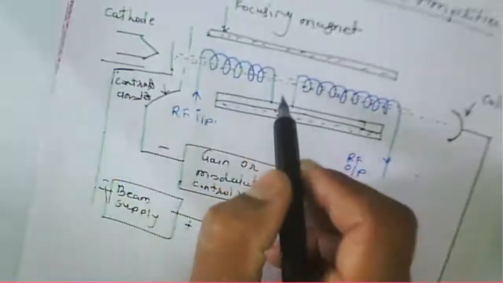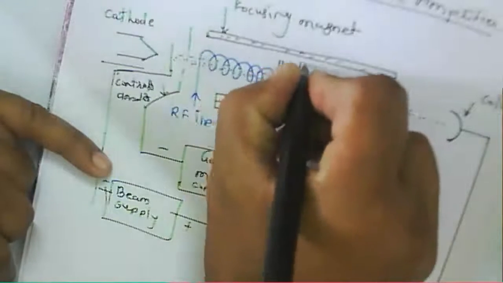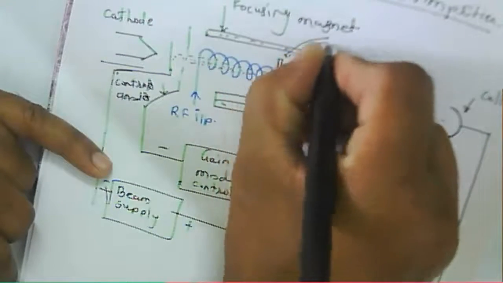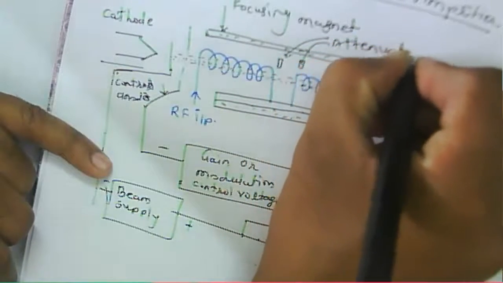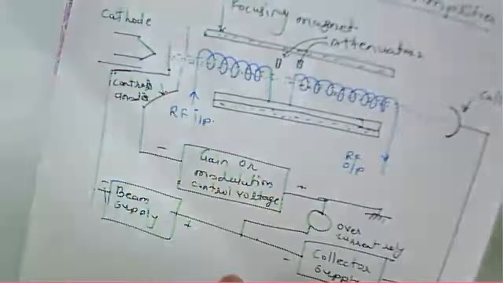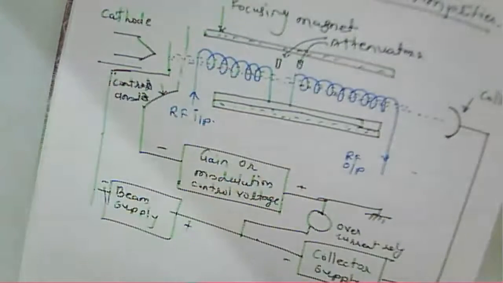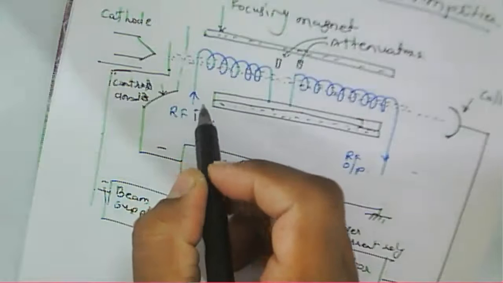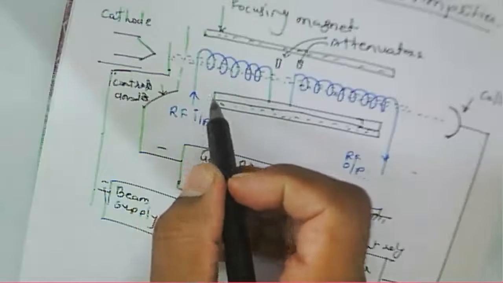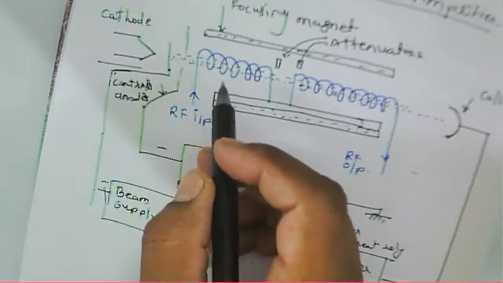This is your RF field propagating. And again, here some attenuators are placed. At this particular place, attenuators are used. Those attenuators are used to attenuate the amplification, or whatever signals are amplified. The RF input we are providing will be amplified because electrons interact with the RF field.